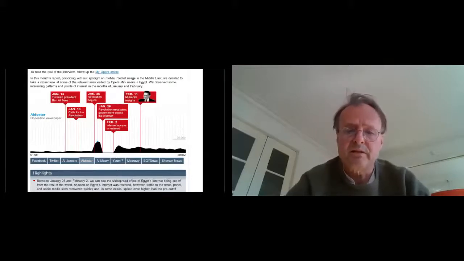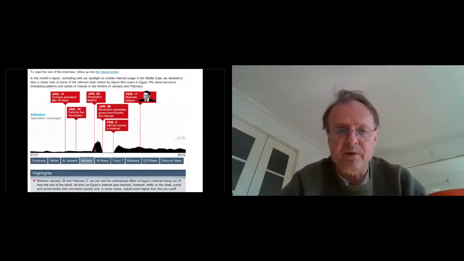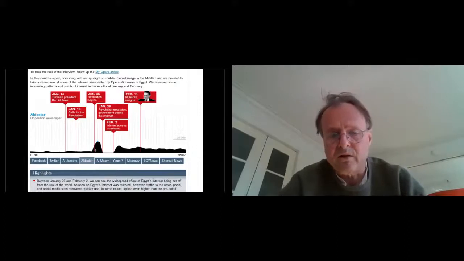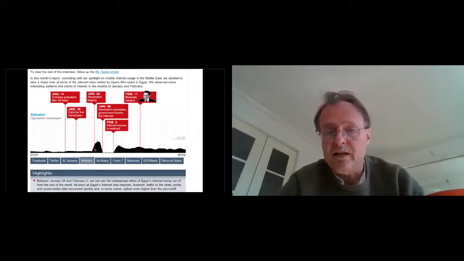So if you see on this diagram here that we have a steady use before the January 25, when the revolution starts, and then it explodes. It goes way high until the government realizes that okay, people are using Opera Mini here. We need to turn that off as well, and so they did.